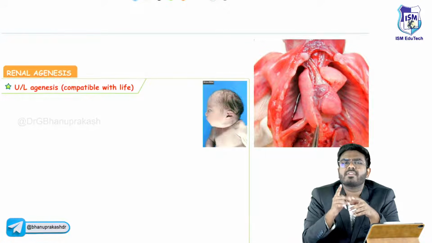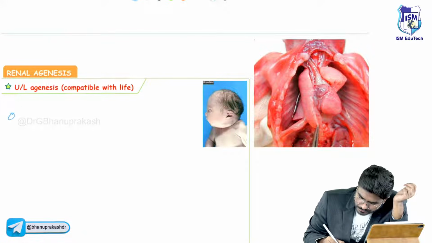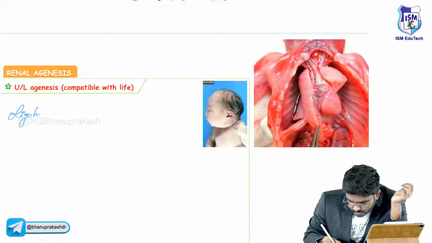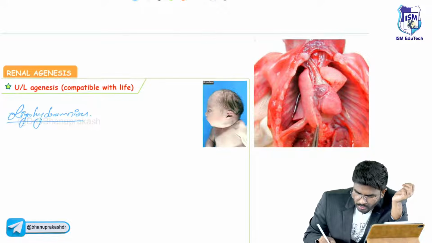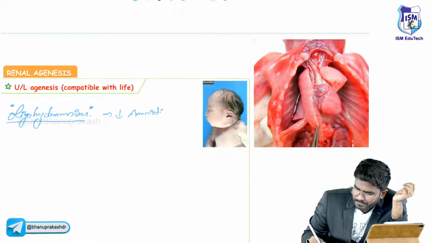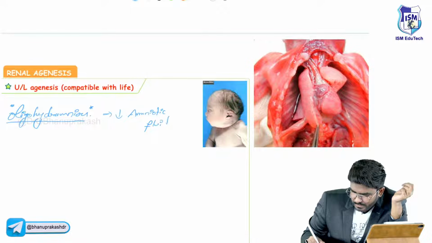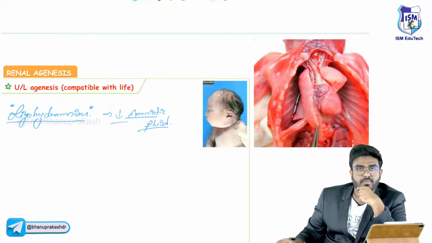The baby is not having one kidney, so less urine production means less amniotic fluid. So oligohydramnios is going to be seen. Oligohydramnios means less amniotic fluid. When there is less amniotic fluid, now what happens?